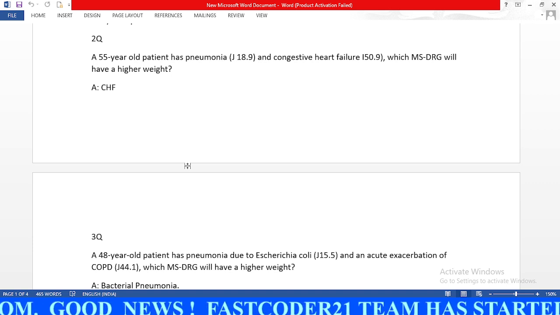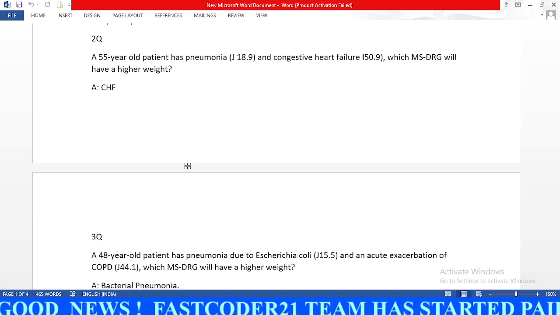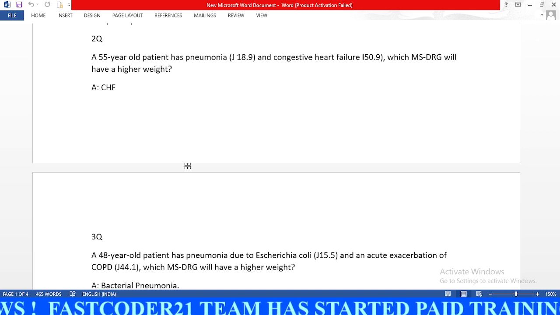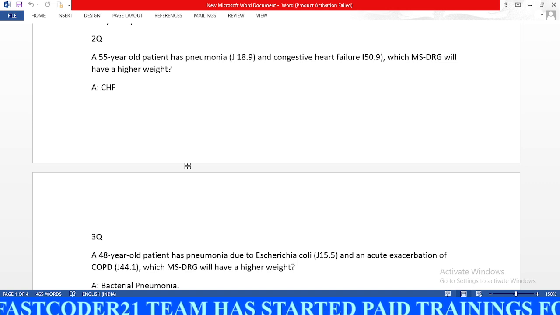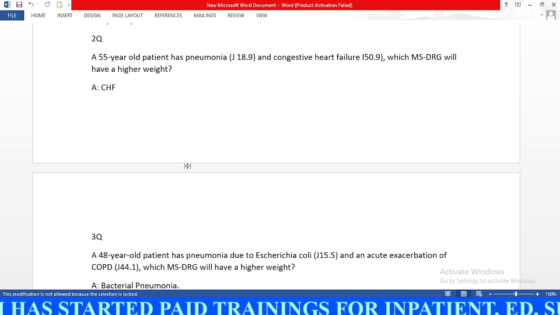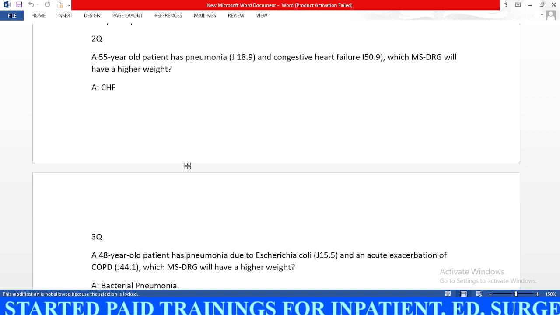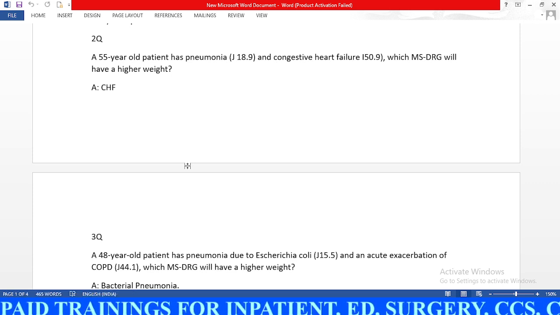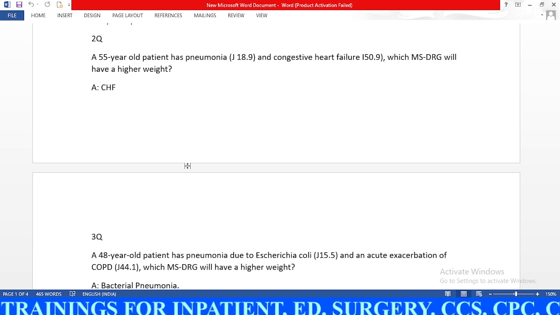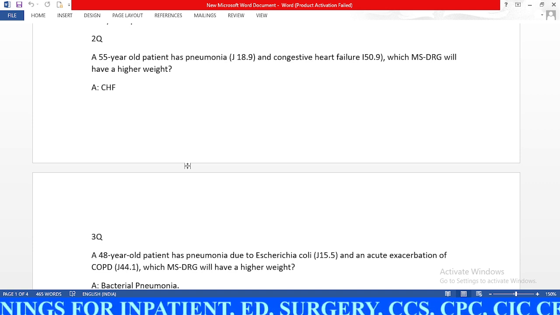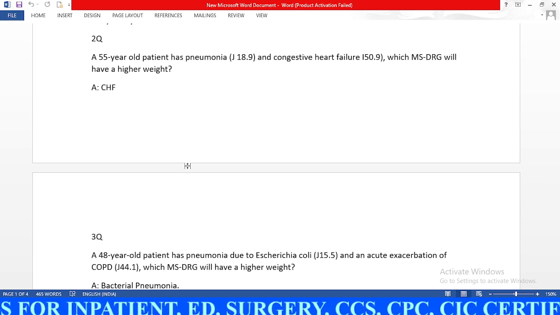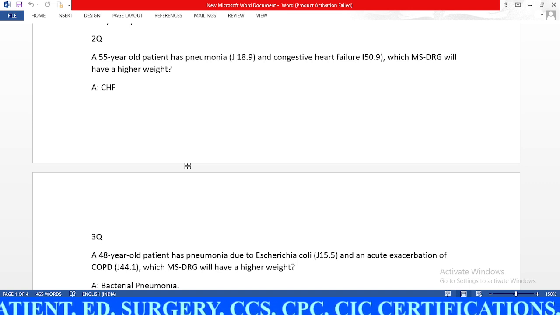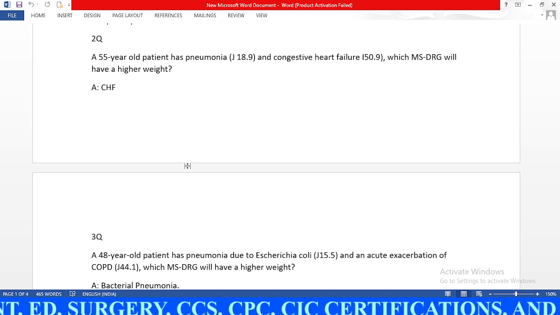Our next question is, a 55-year-old patient has pneumonia and congestive heart failure. So which MS-DRG will have a higher weight? So obviously here CHF, which is congestive heart failure. So we will know the reason now. So basically pneumonia has a weight of 0.7044, whereas congestive heart failure has the weight of 1.5097. So because of the higher weight for the CHF, we need to code CHF as the PDX.